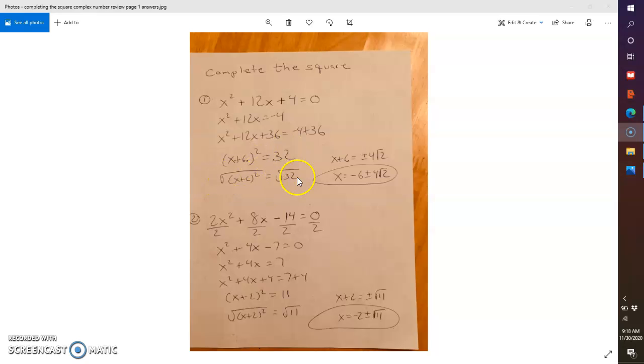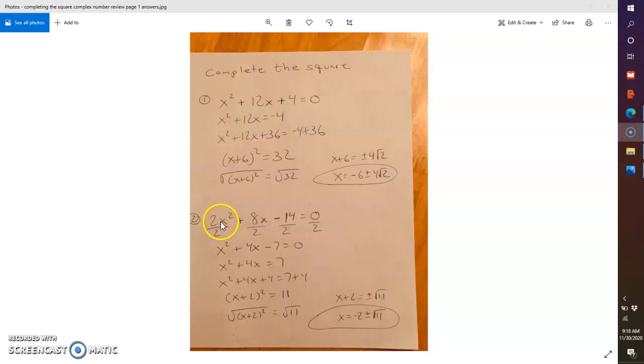We take the square root of both sides. The square root of x plus 6 squared is x plus 6. The square root of 32, it's always a plus minus when you take the square root of that right side, and it ends up simplifying to 4 root 2. If you can't simplify it, you just leave it. But if you can, you simplify it. And then we finish by subtracting 6 to the other side. Negative 6 plus or minus 4 root 2 is our answer.